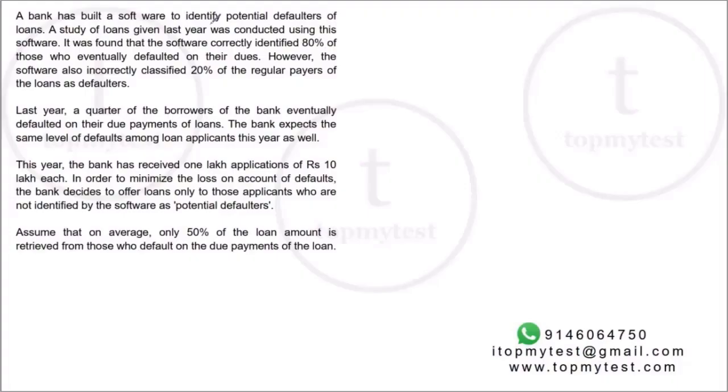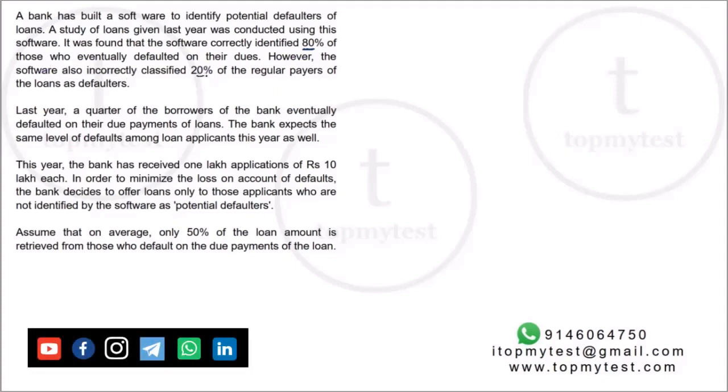Bank has built a software to identify potential defaulters of a loan. The study of loans given last year was conducted using this software. It was found that the software correctly identified 80% of those who eventually defaulted on their dues. However, the software also incorrectly classified 20% of the regular payers of the loans as defaulters. Okay. Last year, a quarter of the borrowers of the bank eventually defaulted on their due payments of the loan. The bank expects the same level of defaults among loan applicants this year as well.